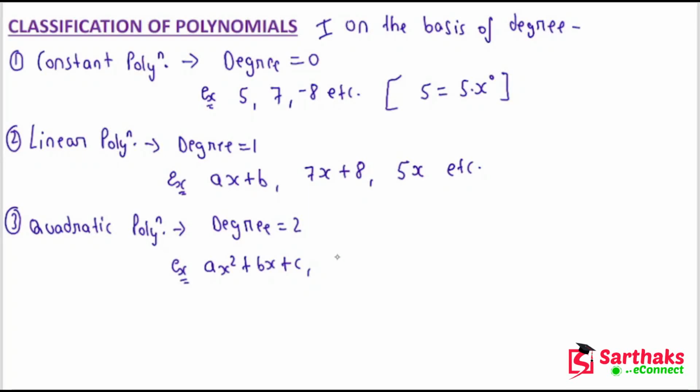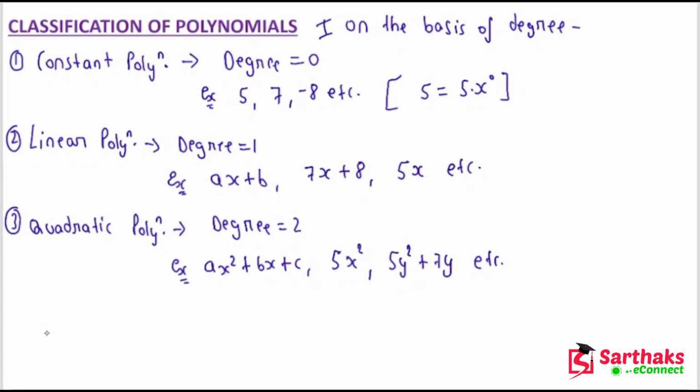So you can have an example as 5x square. You can also have 5y square plus 7y. It is a quadratic polynomial. It is not an equation. It is a quadratic polynomial because the highest power of the variable is 2. That is, for a polynomial, the highest power of the variable decides its degree.